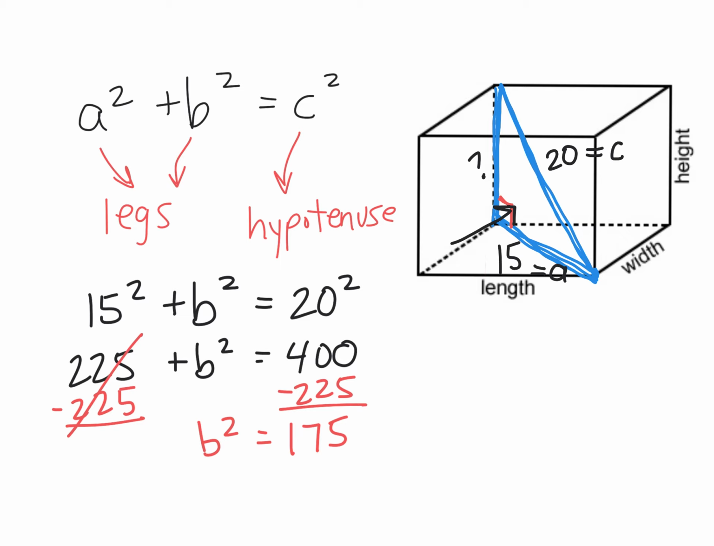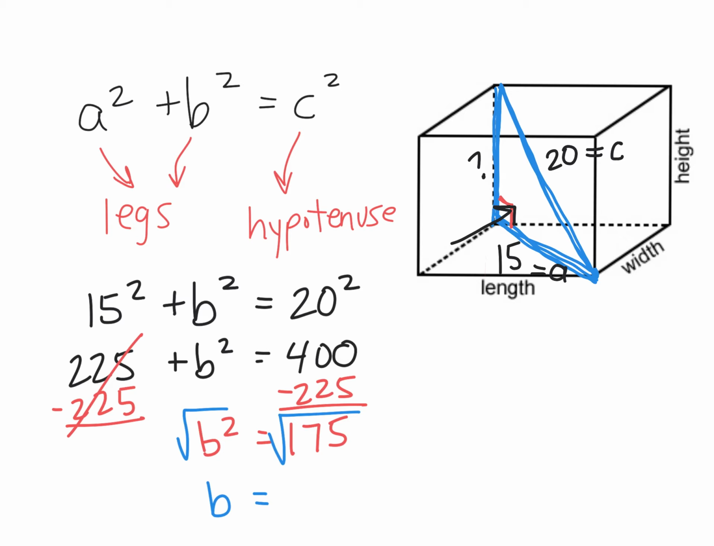And the last step to isolating that variable would be to do the inverse of squaring b, which is to do the square root, and we'll perform that to both sides. Of course, the square root of b squared is just b, and then we'll do the square root of 175.